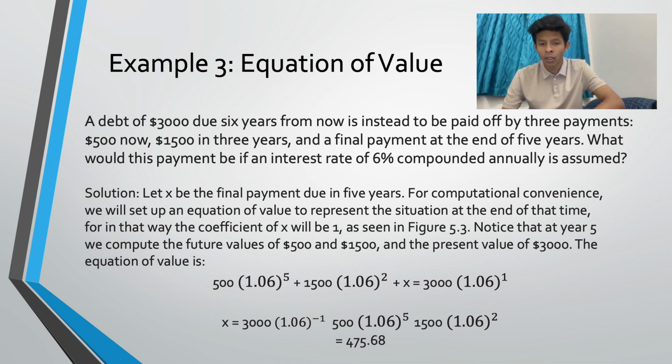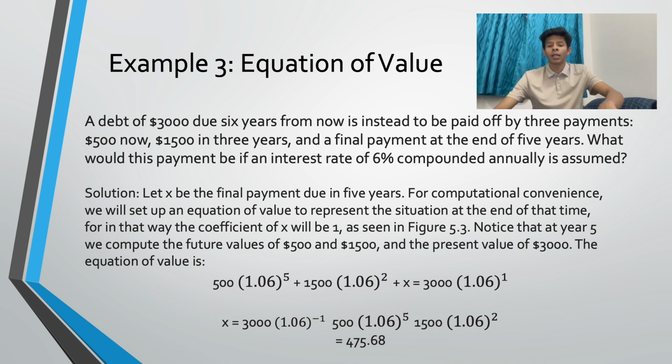The equation of value is 500 times 1.06 to the power of 5 plus 1,500 times 1.06 to the power of 2 plus X equal to 3,000 times 1.06 to the power of negative 1. So X equals 3,000 times 1.06 to the power of negative 1, minus 500 times 1.06 to the power of 5, minus 1,500 times 1.06 to the power of 2, and we will get the answer 475.68.